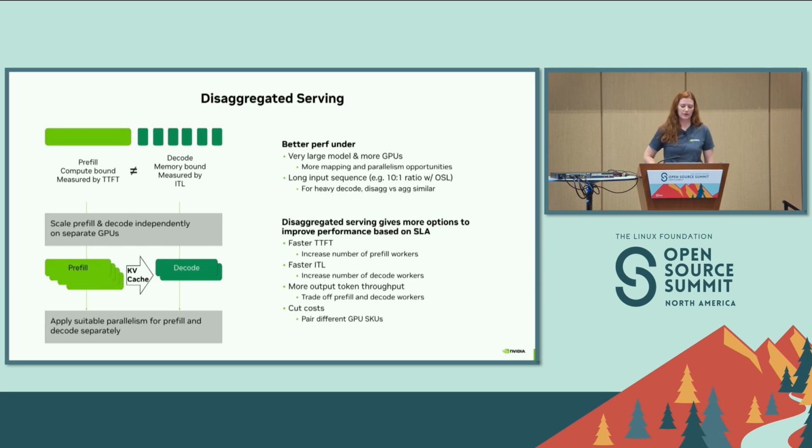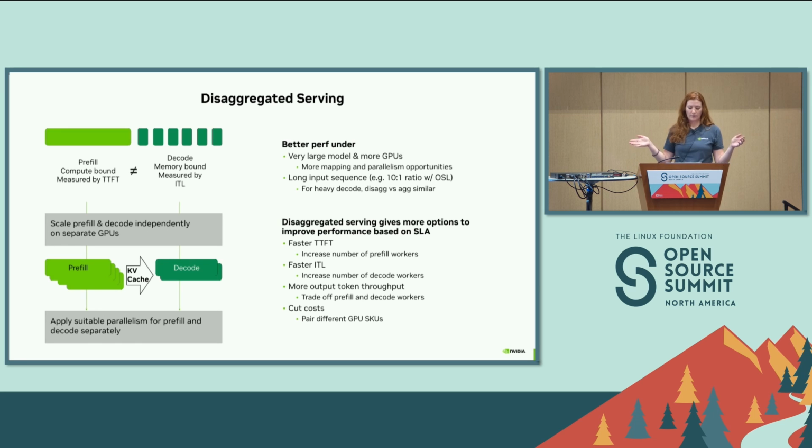Now moving to disaggregated serving. As I mentioned before, we can split prefill and decode. Prefill is compute bound, decode is memory bound. Prefill is typically measured in time to first token. If you think about it, how much time does it take to compute all the KV caches and produce the first token? And then the decode phase is measured by inter-token latency, so basically how fast the next token can be generated.